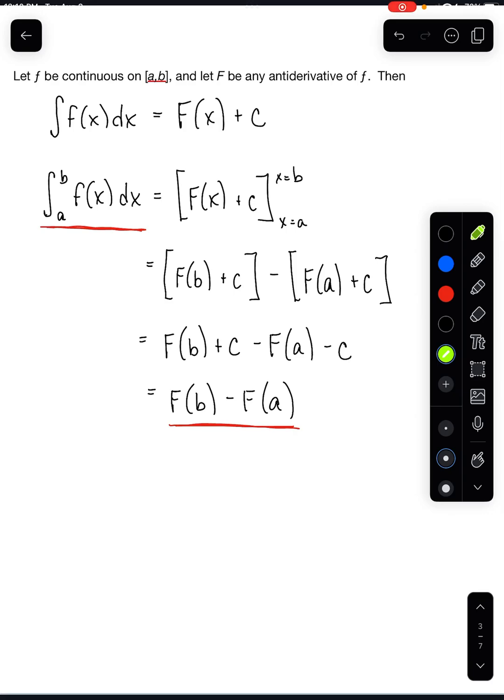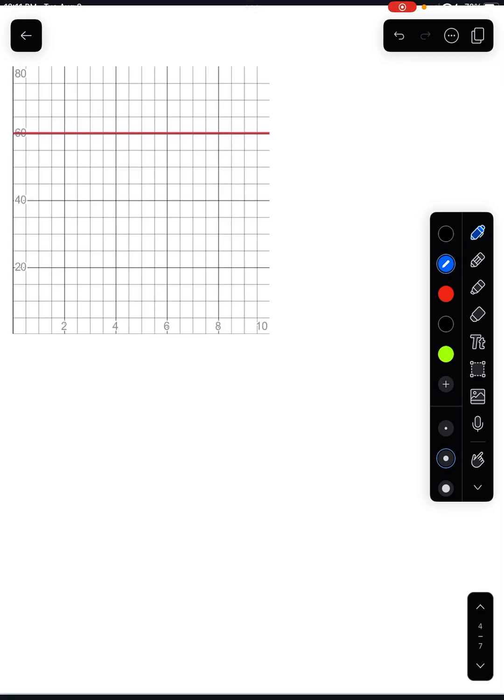But as long as the constant of integration is consistent for the antiderivative at both x equals b and x equals a, then it doesn't really matter where we started accumulating from. It will cancel out either way because both things started accumulating from the same place. What does that actually mean? Let's look at a simplistic example.